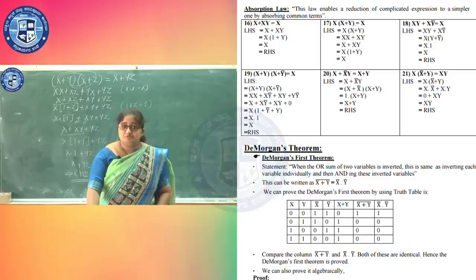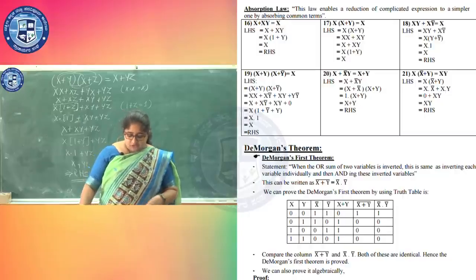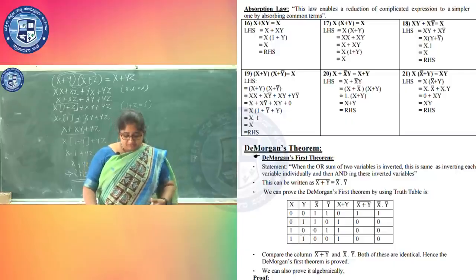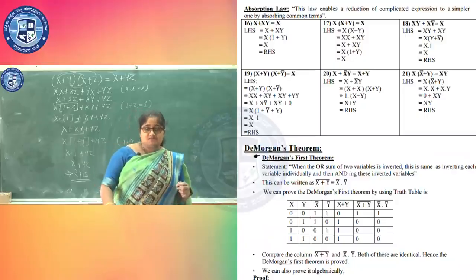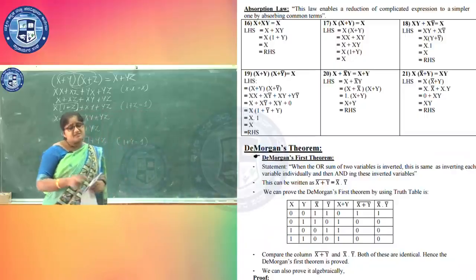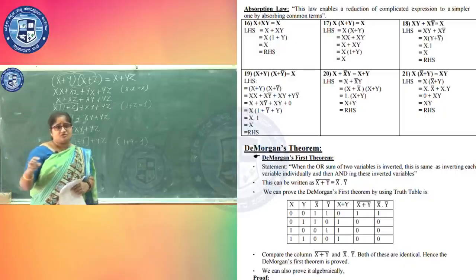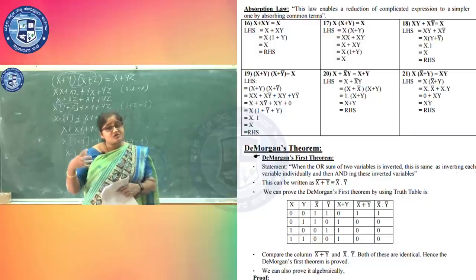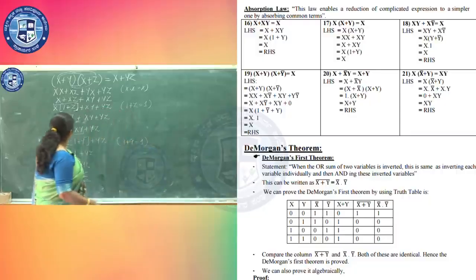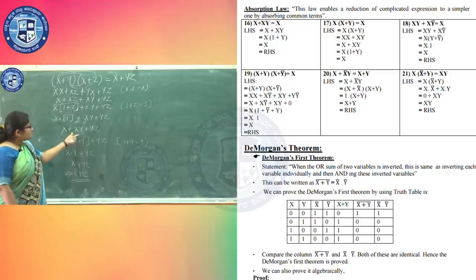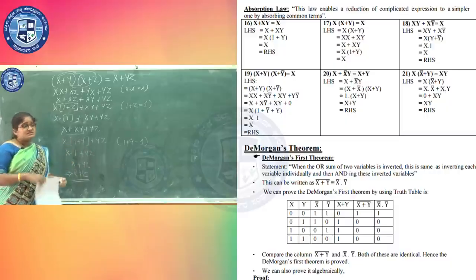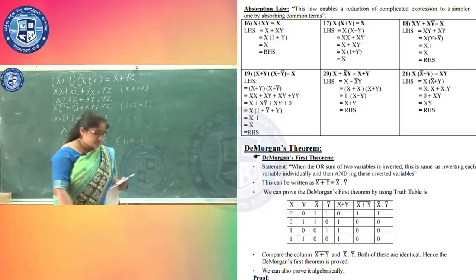Next we have absorption law. Absorption law enables a reduction of a complicated expression to a simpler one by absorbing the common terms. So what absorption law does is, there is a complicated expression out there and it will make the expression very simple by absorbing the common terms. Thus we did the same over here also. We have absorbed x from both the terms. We absorbed x outside and only 1 and y is left out. So this is what the absorption law says.